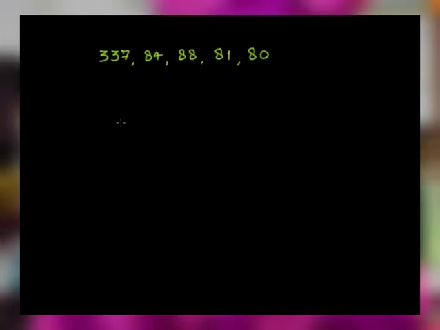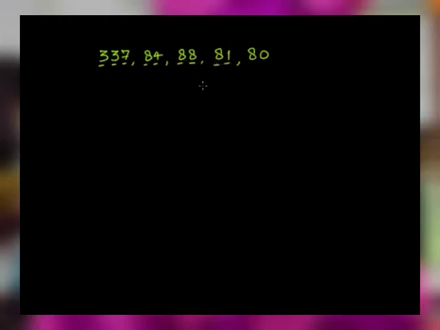Here, 337, 84, 88, 81 and 80. Again, the first step is to count the number of digits, and the number which has the highest number of digits is the largest number, and the number which has the lowest number of digits is the smallest number. Here, in this number we have 3 digits: 1's place, 10's place and the 100's place. Moving to the next number, we have only 2 digits, 1's place and 10's place.